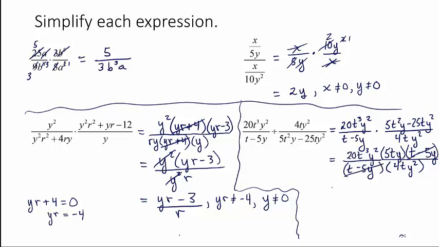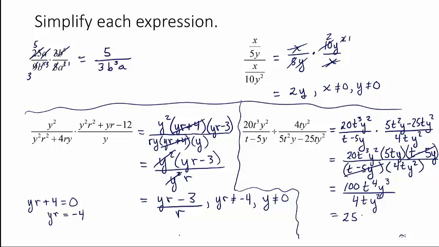I almost want to clean this up a little bit. I know I can cancel some more stuff, but let's see what I have. I really have 20 times 5 is 100, right? So I have 100, and t cubed times t is t to the 4th. And y squared times y is y cubed. Just cleaning up that numerator, what we have left there. Divided by 4ty squared. Okay, so 100 divided by 4 is 25.